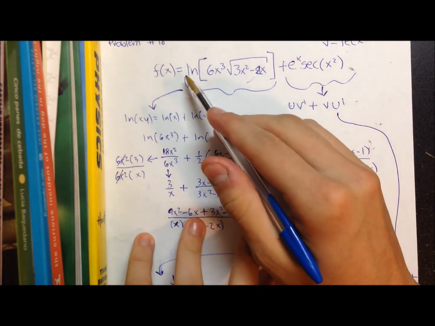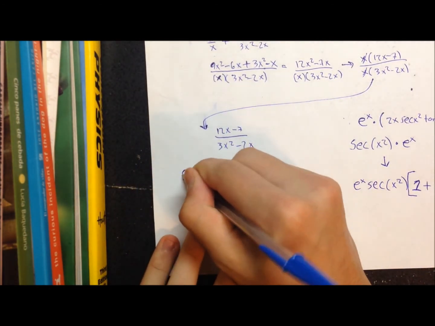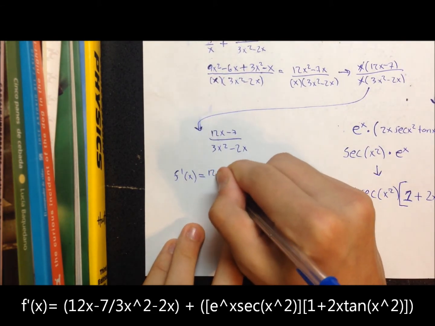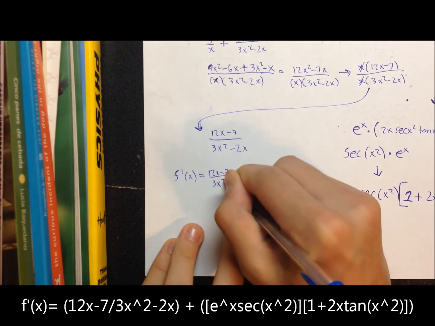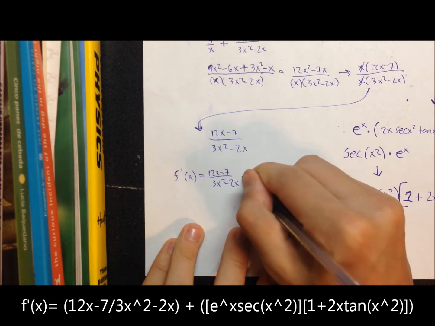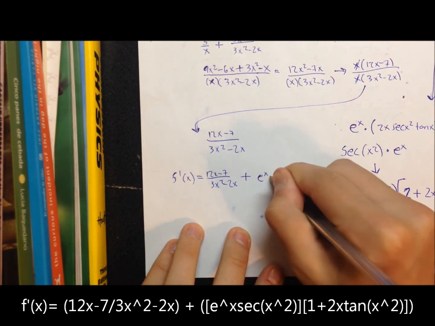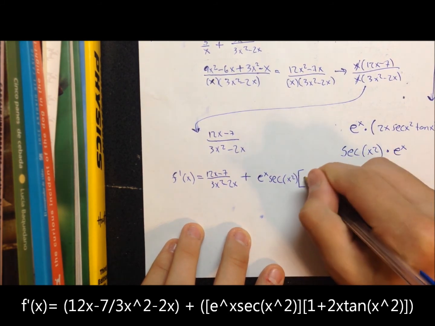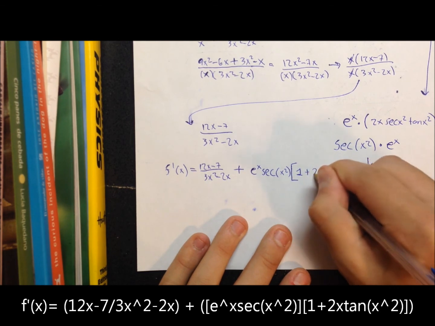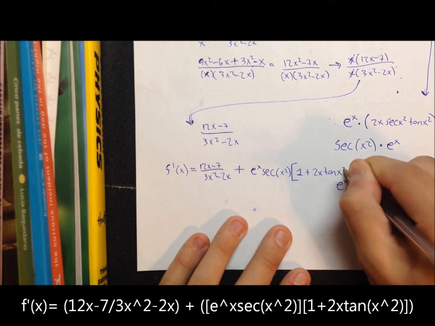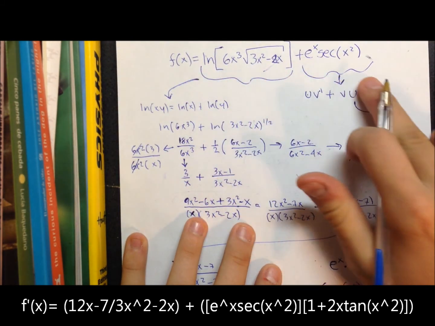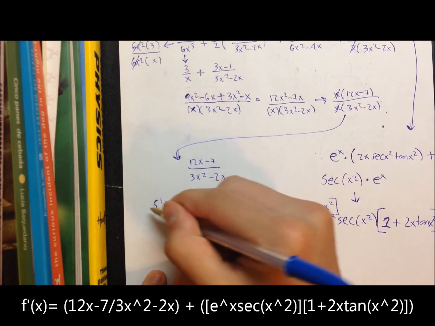And since in the original equation they were adding themselves, we're going to do the same here. So the final derivative, or the derivative of the equation, it's 12x minus 7 over 3x squared minus 2x plus e to the x power times secant of x squared times 1 plus 2x tangent of x squared. And that is how we solve this equation here. This is the derivative.